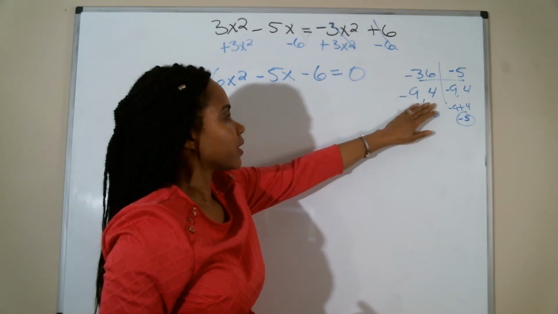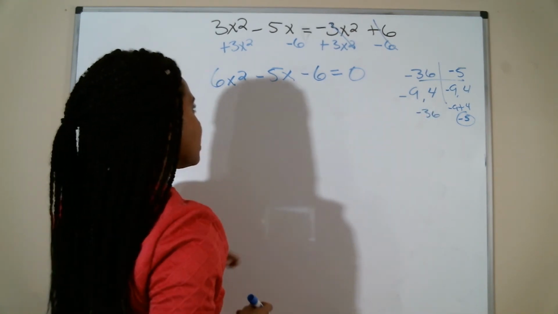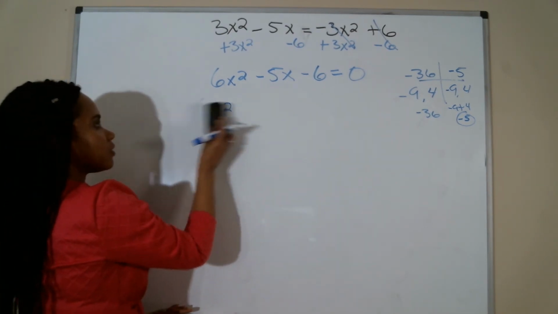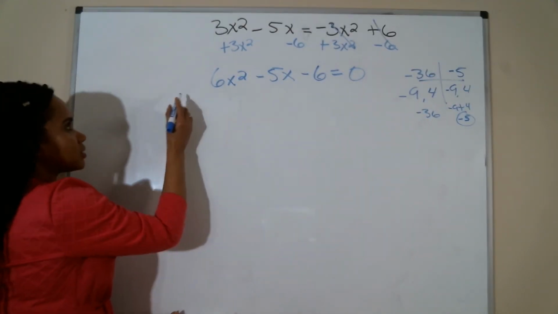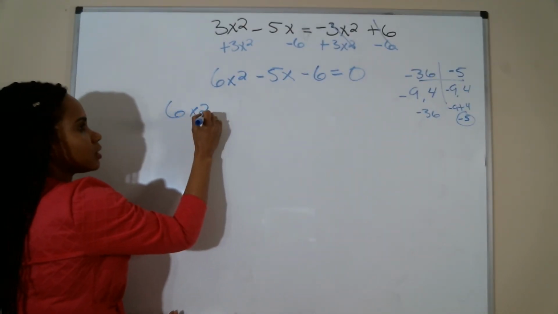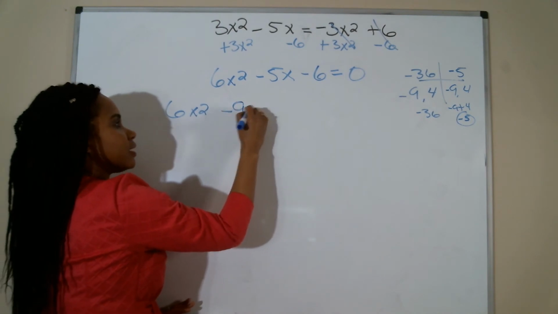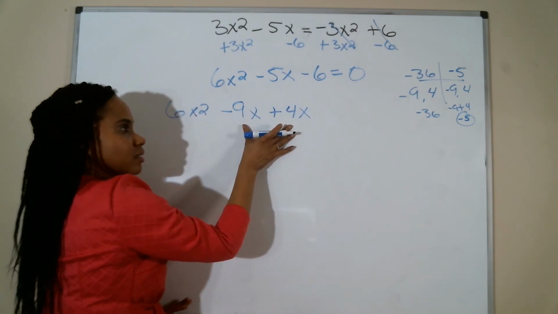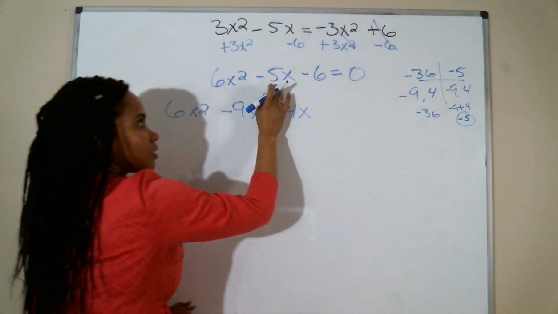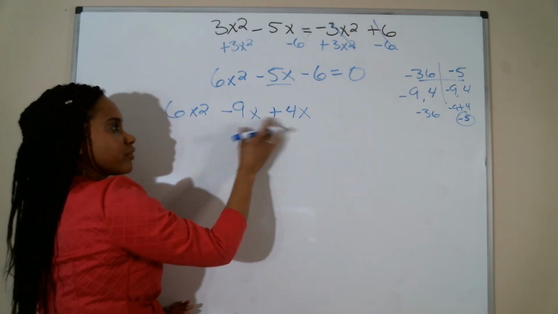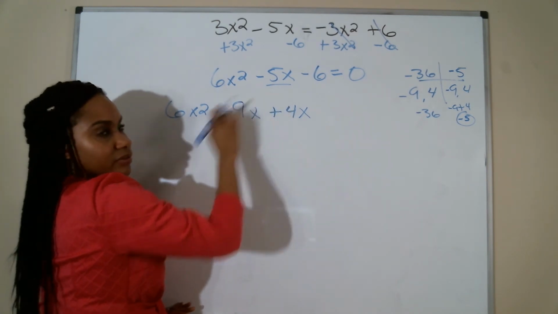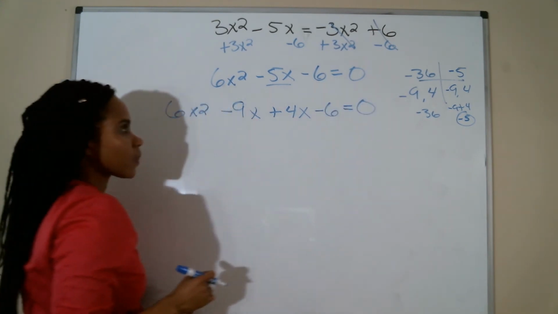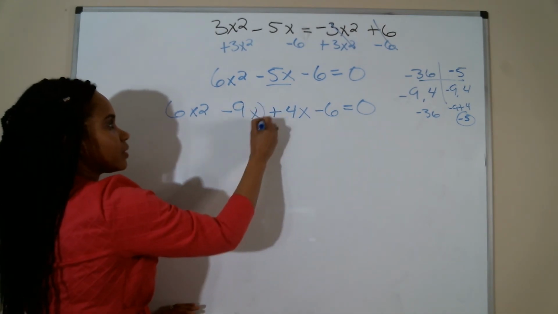Now I'm going to replace the negative 5x with negative 9 and 4. So that's 6x squared minus 9x plus 4x. Again, you're replacing your middle term with those factors. So negative 9x plus 4x should equal negative 5x. Bring down your negative 6 and equals 0. All right. Factoring by grouping.